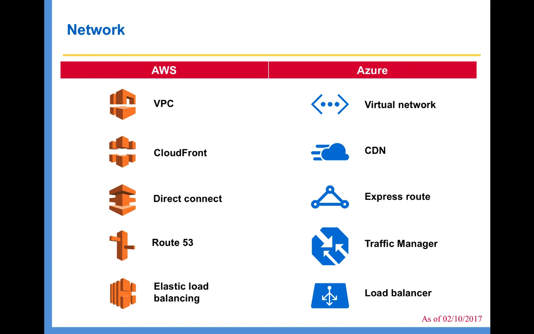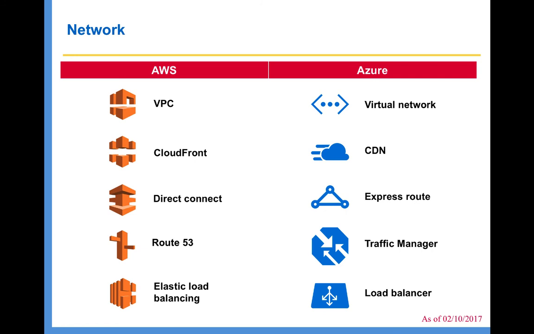But in case you want to have a direct connectivity, a private connection between the AWS data center and your on-premise data center, then you can use Direct Connect. The similar functionality in Azure can be achieved using ExpressRoute.